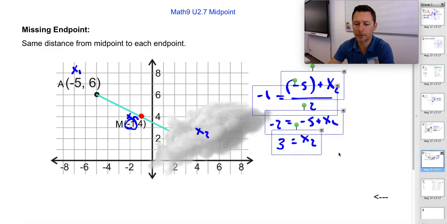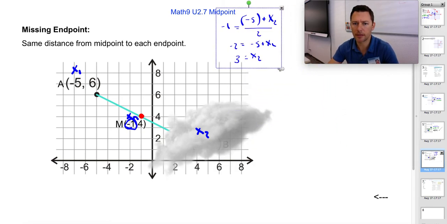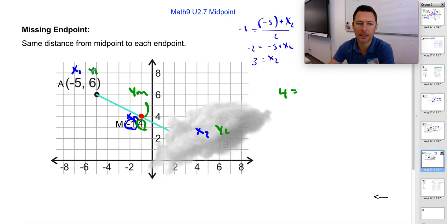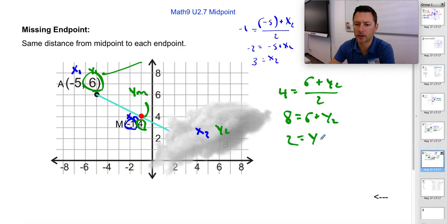And then you can do the exact same thing with the y value. So let's take the y value. Here's our y1, the y2 here, I don't know, but I know this ym is 4. So I got 4 by taking the y values, this one I do know, this one I don't know, and taking the average, right? So multiply by 2, subtract 6, so y2 looks like it's 2. So it looks like this endpoint is 3, 2, right?